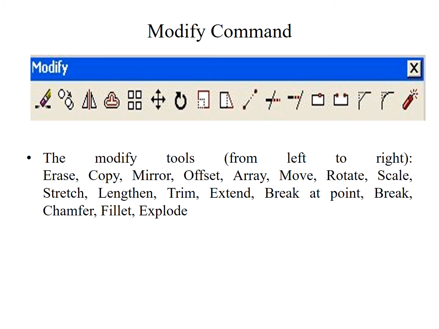Next command is the modify command. The modify tools are, from left to right, which includes different types of commands here: erase, copy, mirror, offset, array, move, rotate, scale, stretch, lengthen, trim, extend, break at point, break, chamfer, fillet, explode. These are the different commands available under the modify toolbar.